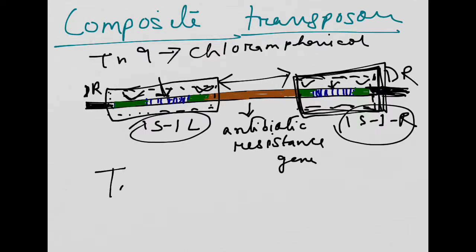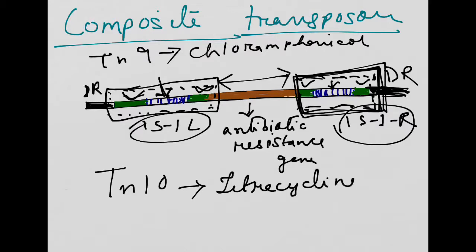And in TN10, an antibiotic resistance gene for tetracycline. And there will be some direct repeats on both the ends. Okay, the mechanism is the same as IS elements. That means they will move to the new or target DNA with the help of the cut and paste method.